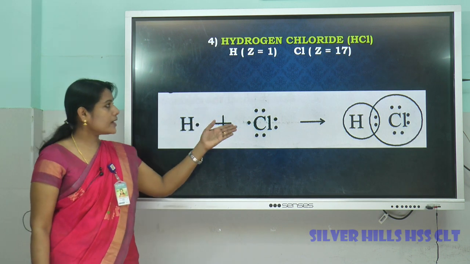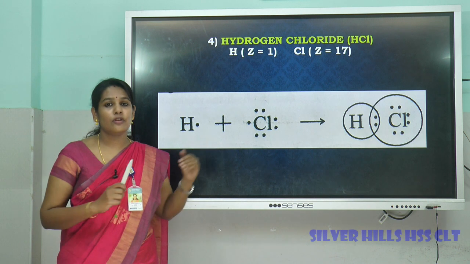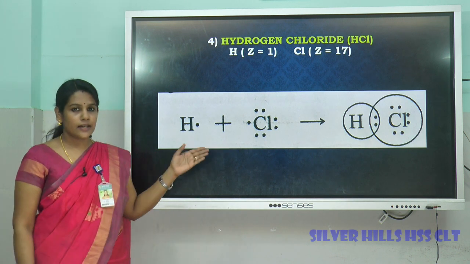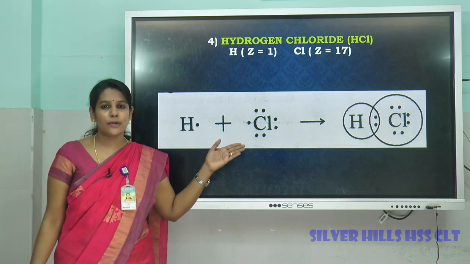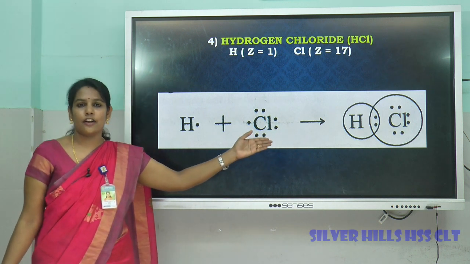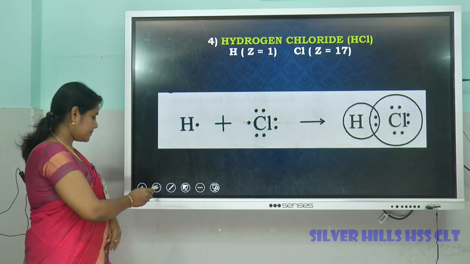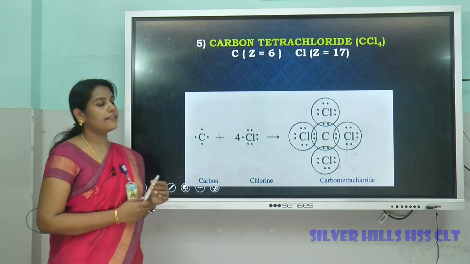In the case of chlorine, the configuration is 2, 8, 7. By getting 1 more electron, chlorine attains stability. So here a pair of electrons is shared between hydrogen and chlorine, and a single covalent bond is formed between hydrogen and chlorine. Then the last example, we have carbon tetrachloride.